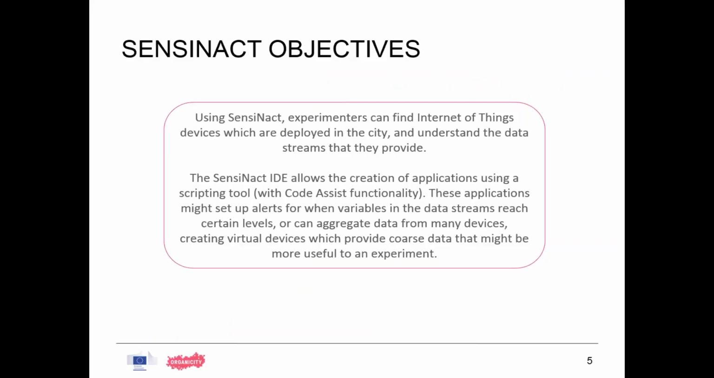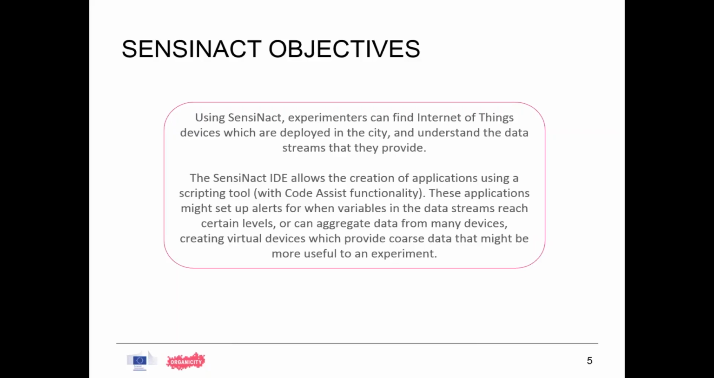The goal of using Sensinact is that experimenters can find Internet of Things devices, in the Organicity experimentation as a service facility, devices which are deployed in the city, and understand the data stream that they provide.